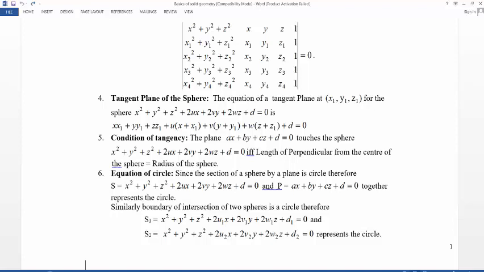Now next is equation of circle. Since the section of a sphere by a plane is a circle, we can describe a circle as the intersection of a sphere with a plane or the intersection of two spheres. The boundary of the intersection of two spheres is a circle, that is represented by a combination of two spheres.